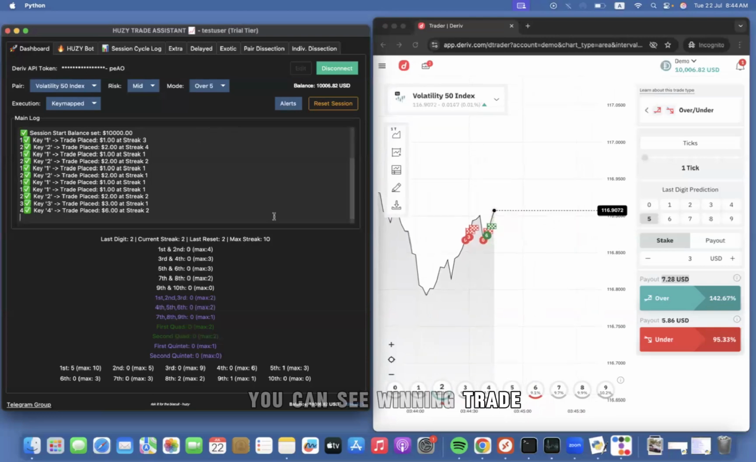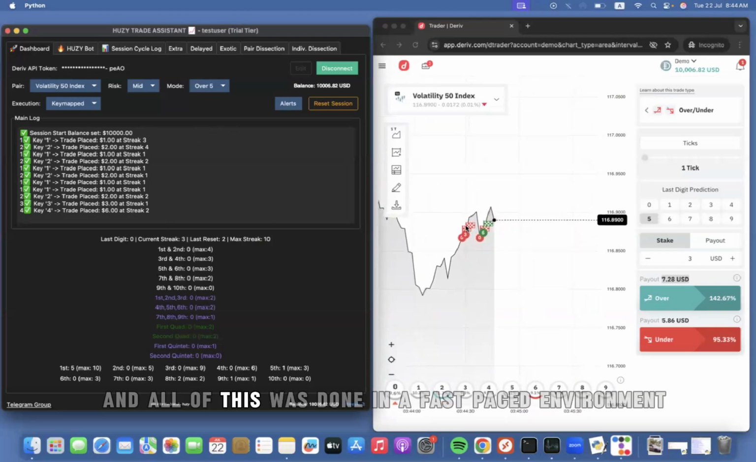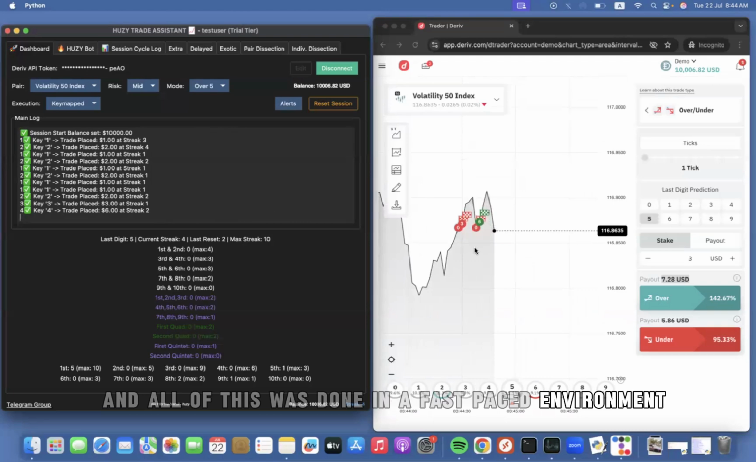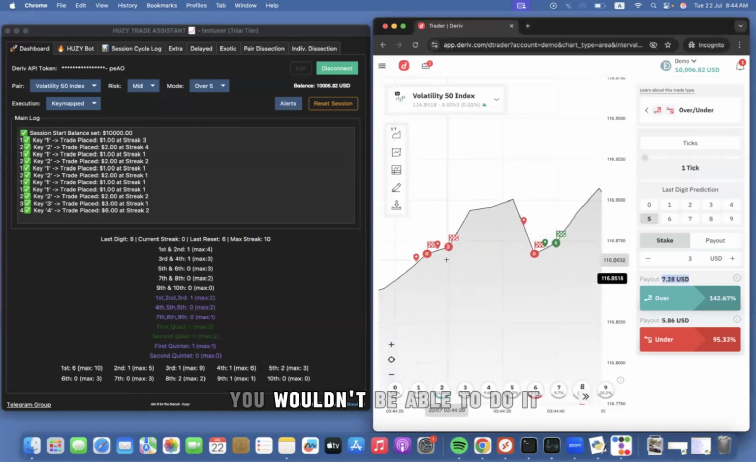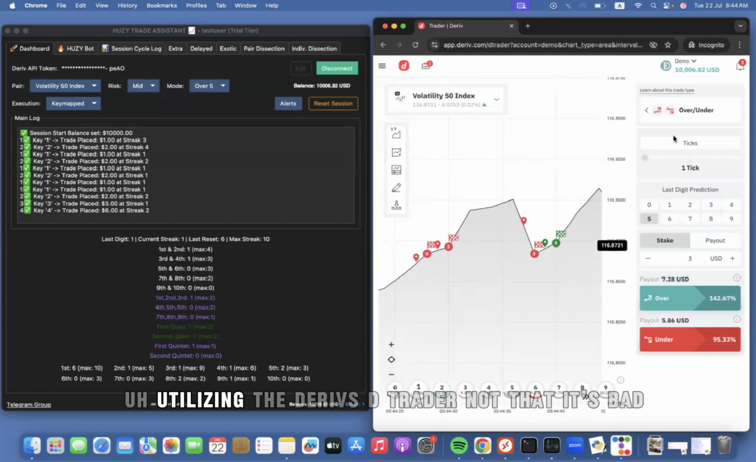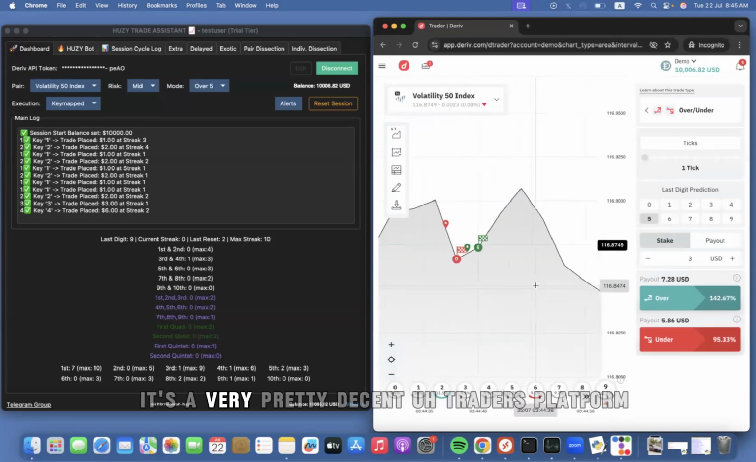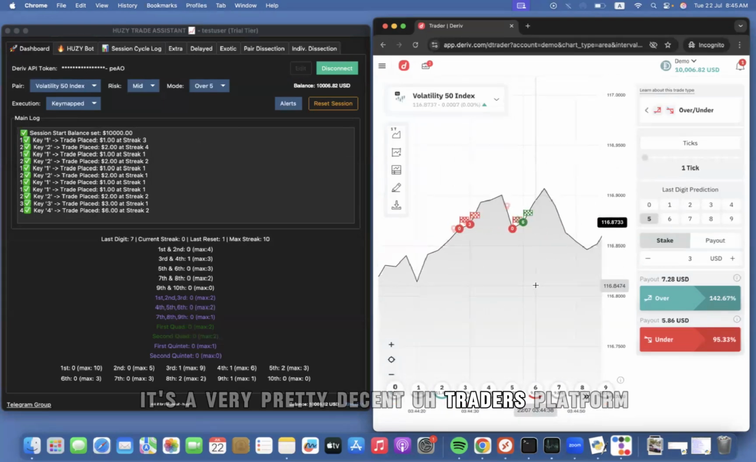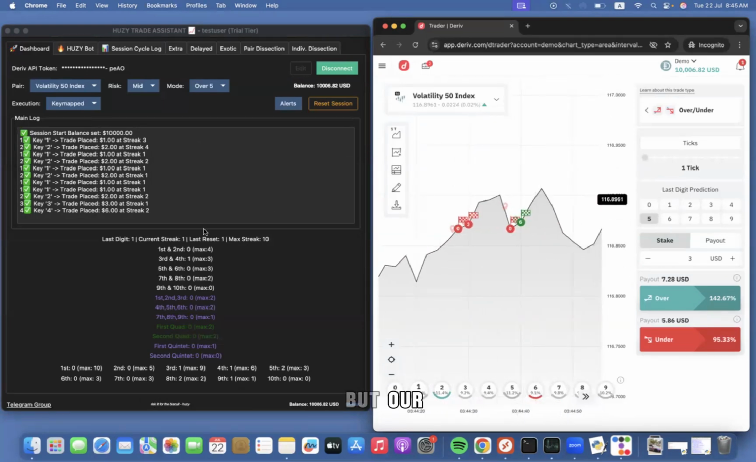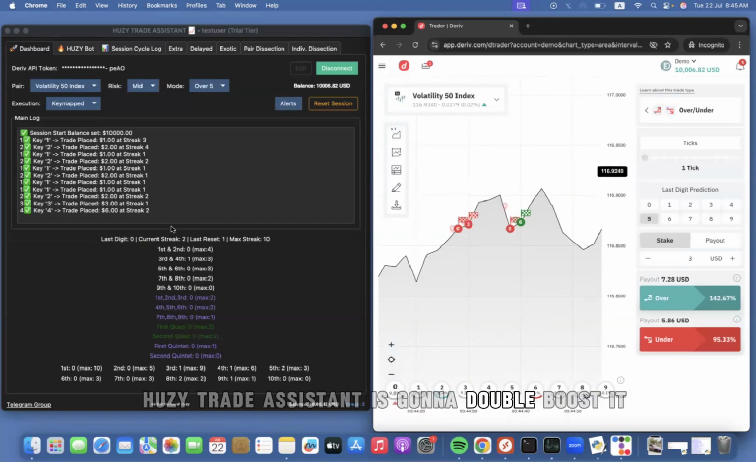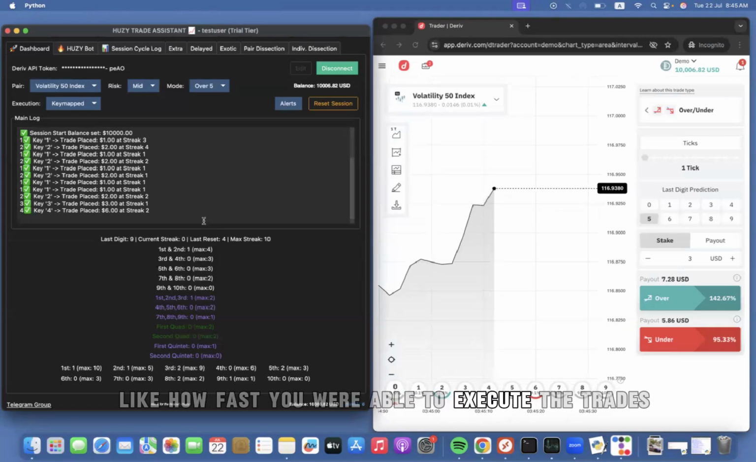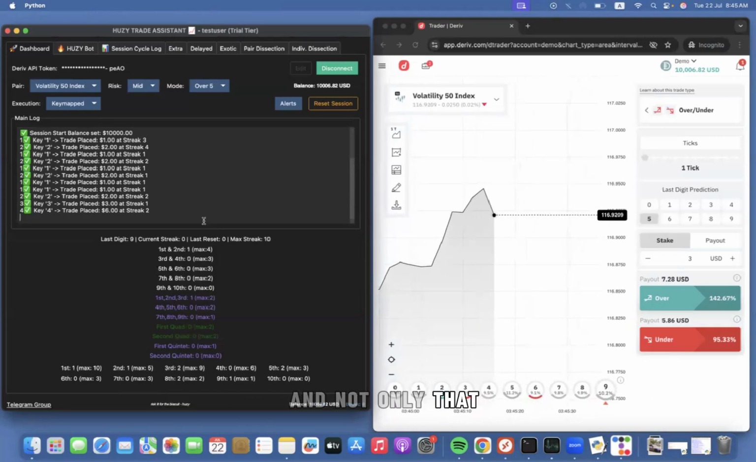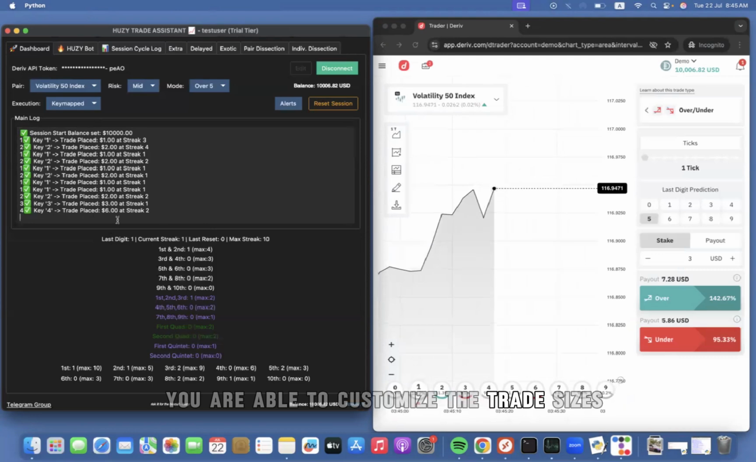You can see, winning trade. And all of this was done in a fast-paced environment. And trust me, opening these trades so fast, you wouldn't be able to do it utilizing Deriv's DTrader. Not that it's bad, it's a pretty decent trader's platform, but our Huzi Trade Assistant is going to double boost it. As you can see right now, look at how fast you were able to execute the trades. And not only that, you are able to customize the trade sizes.